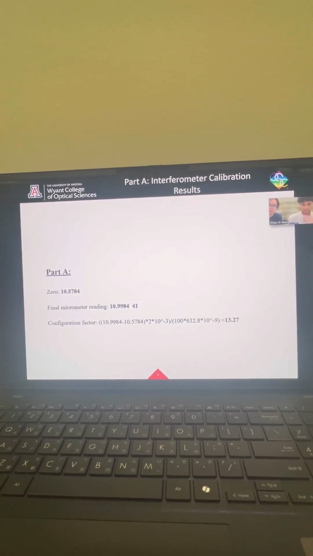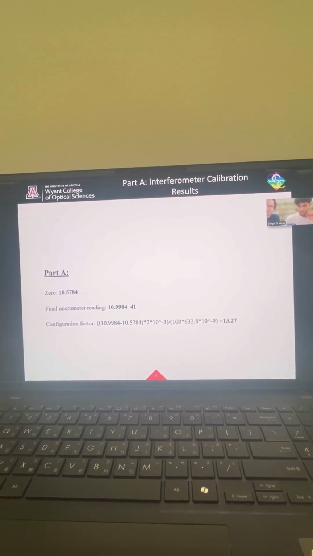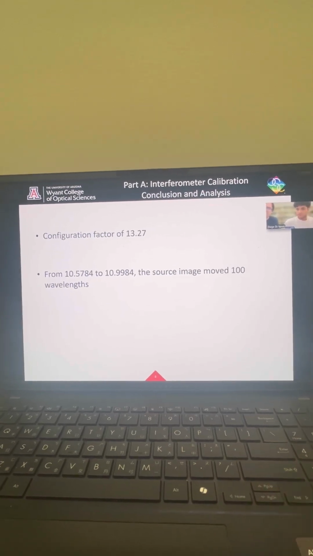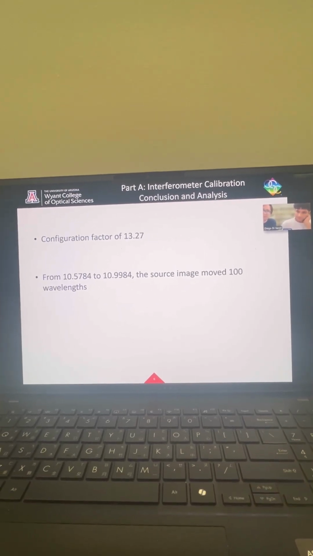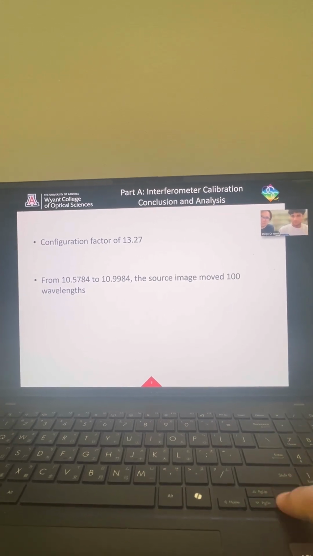So for Part A, here was the math that we got, and we ended up getting a calibration factor of 13.27. So from these measurements, 10.578 to 10.998, the source image moved 100 wavelengths, or 100 fringes collapsed.